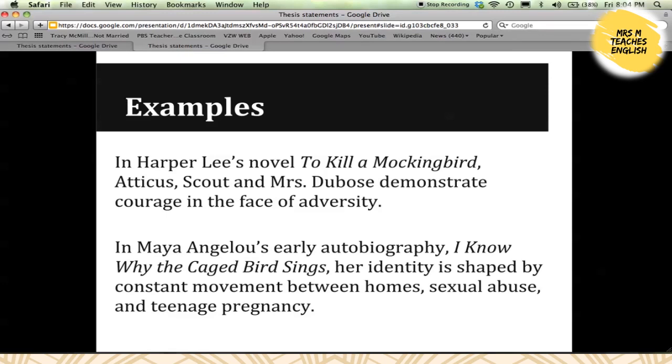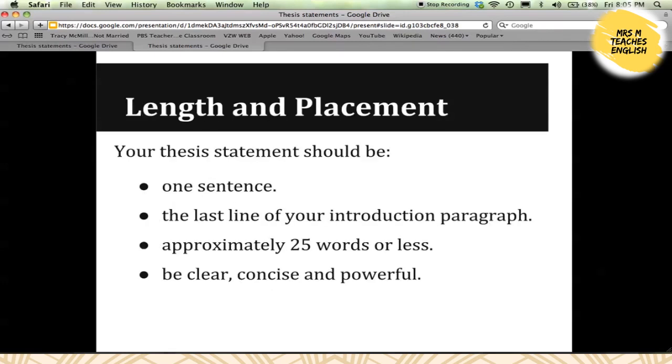So now that you have a sense of why these statements are important, what needs to go in them, and what example thesis statements look like, it's also important to just make sure you know how long they should be and where they should be in your essay.